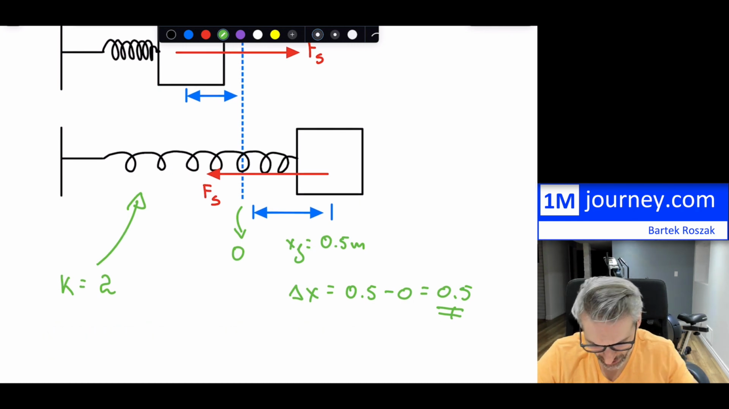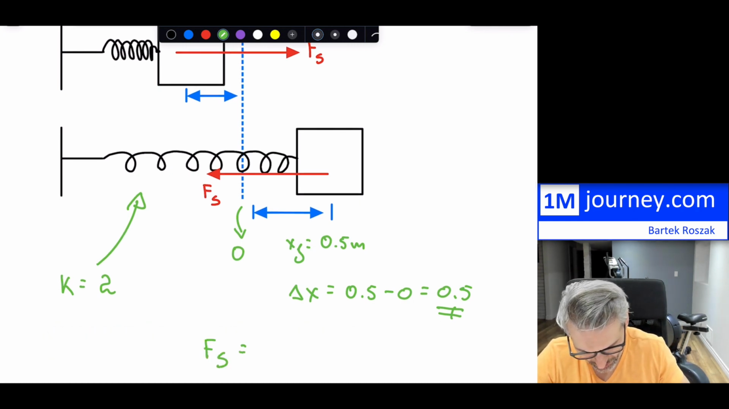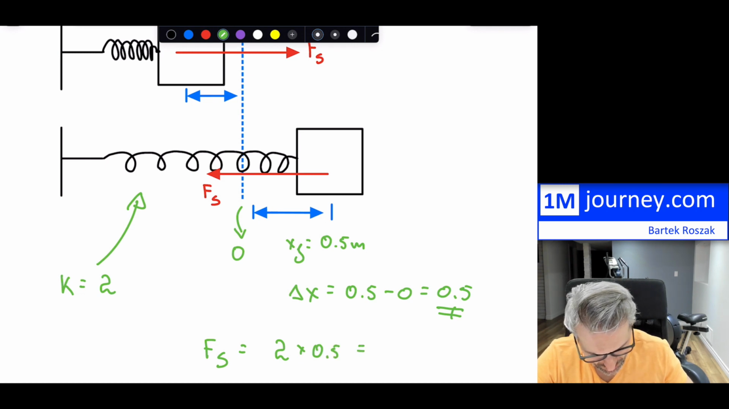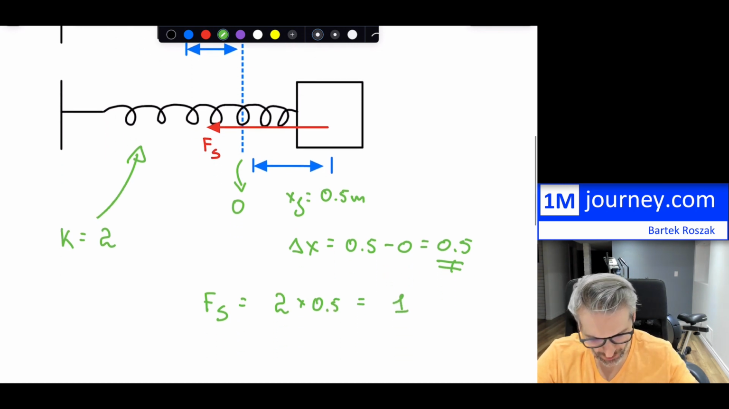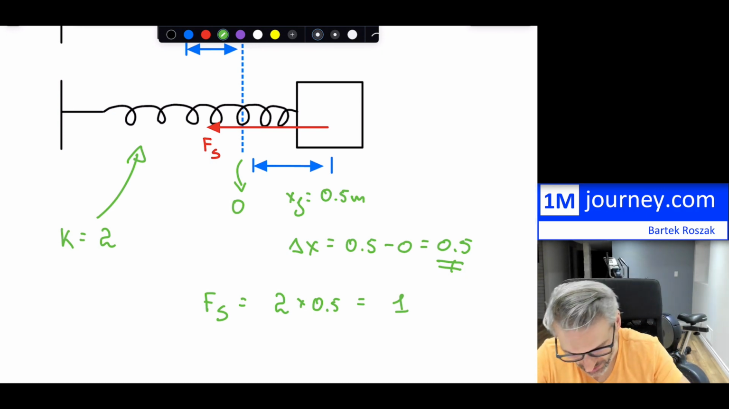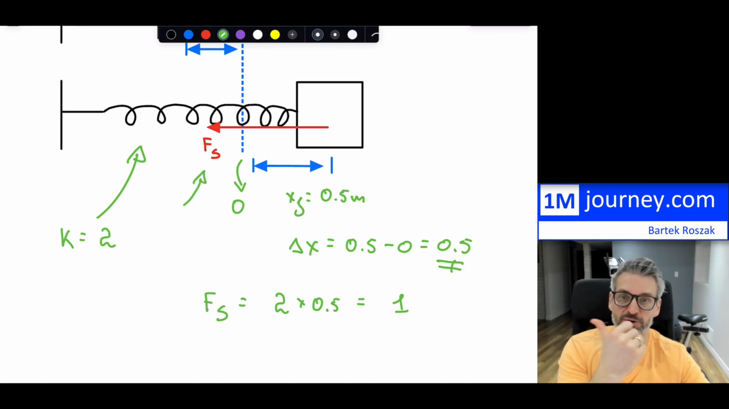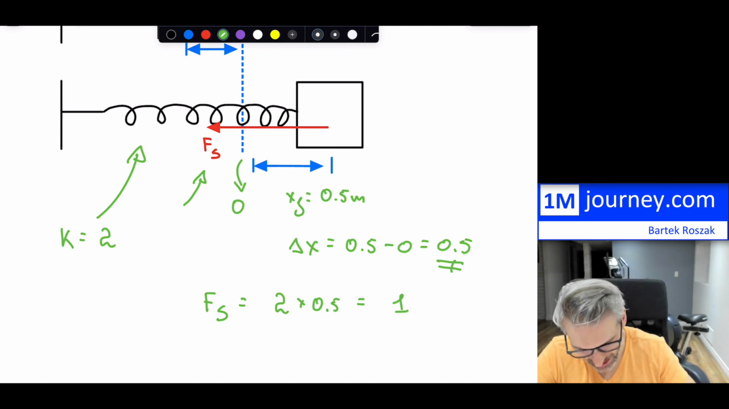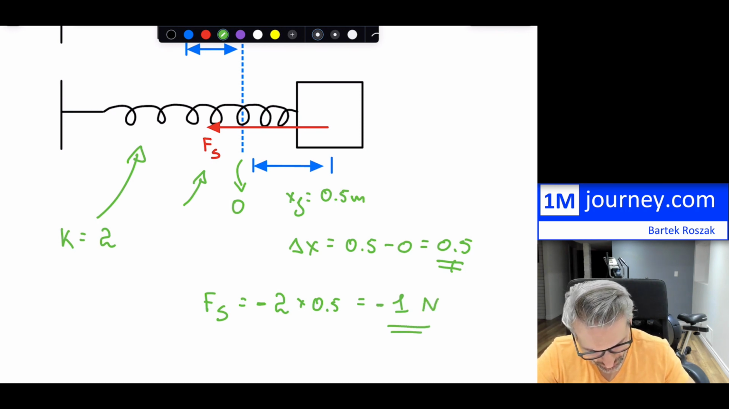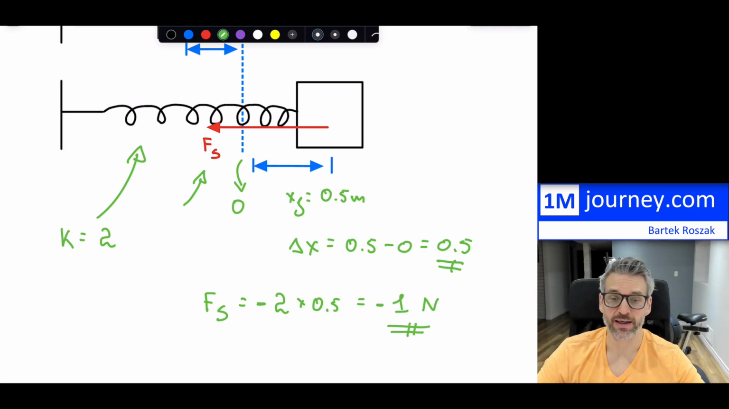And therefore, if you were doing your calculations, your Fs would have been equal to, I'll drop the negative for the moment, 2 for the k multiplied by, let's say, 0.5, and you will notice that this is just equal to 1. But 1 is just the magnitude, right? As you can see here, this would have been in the negative direction with respect to positive, hence we put this negative in here. So you would have negative 1 Newton as you're moving along, and that negative just means it's to the left, right? So you can drop it and just say that the force is to the left.